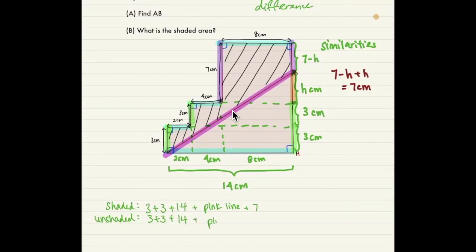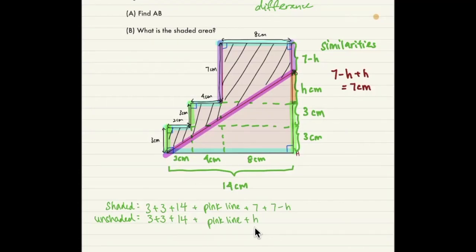So you can see I'm stacking the same numbers on top of each other, but this time it won't be 7 cm, it will be h cm. Oh, and then for the shaded, there is still this 7 minus h. So let's add it in as well. Now everything should be correct for the perimeter of the shaded portion and the perimeter of the unshaded portion.